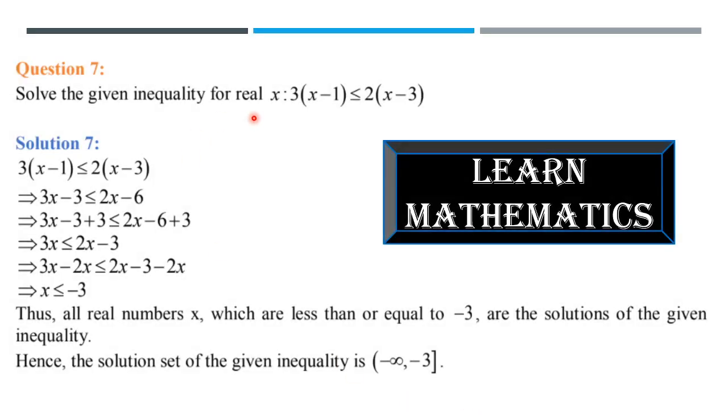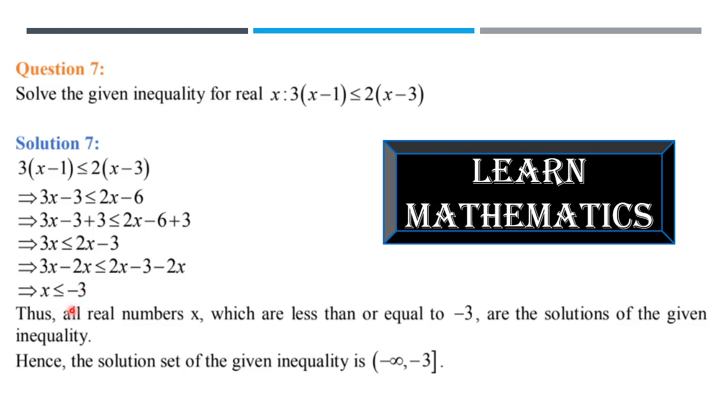Solve the given inequality again for real x. So first of all, open the brackets on both sides. Adding 3 to both sides, we are getting 3x less than or equal to 2x minus 3. Then we are subtracting 2x. x is less than or equal to minus 3. And again x is a real number.